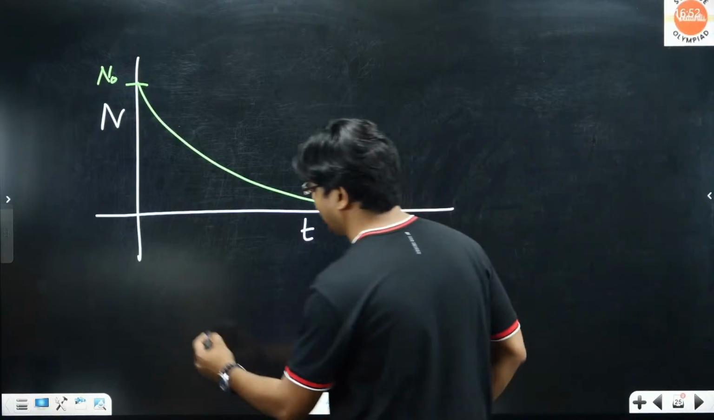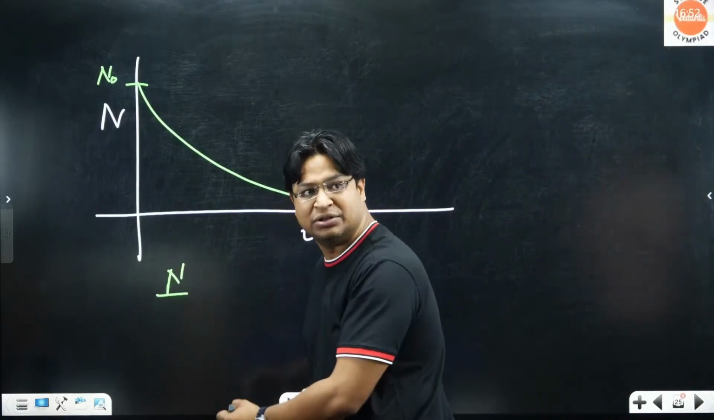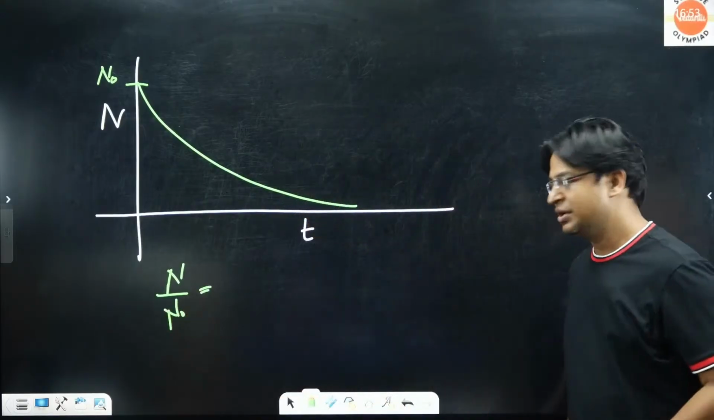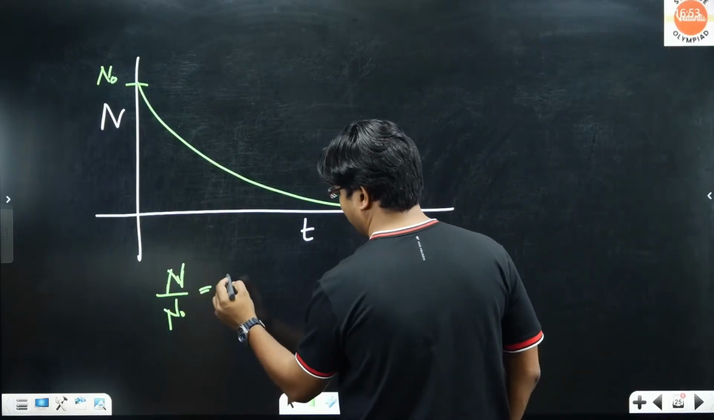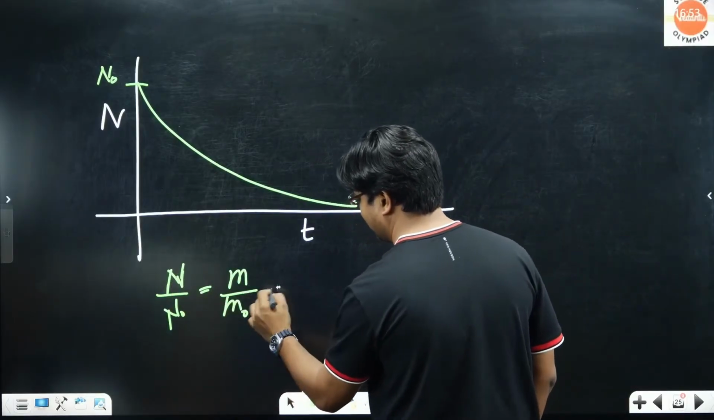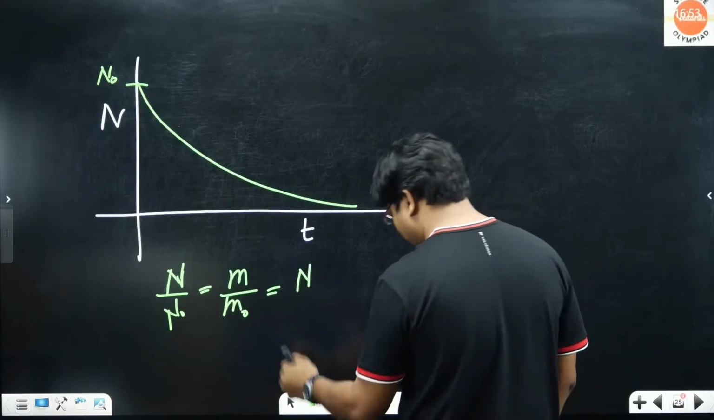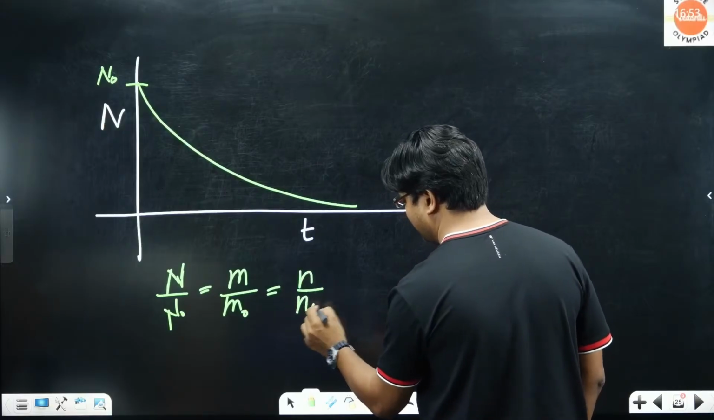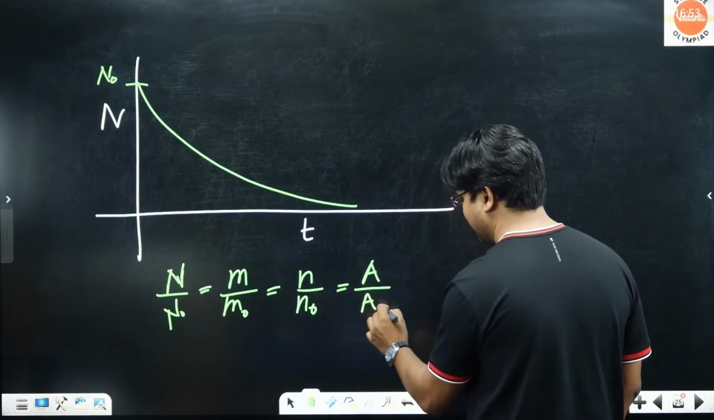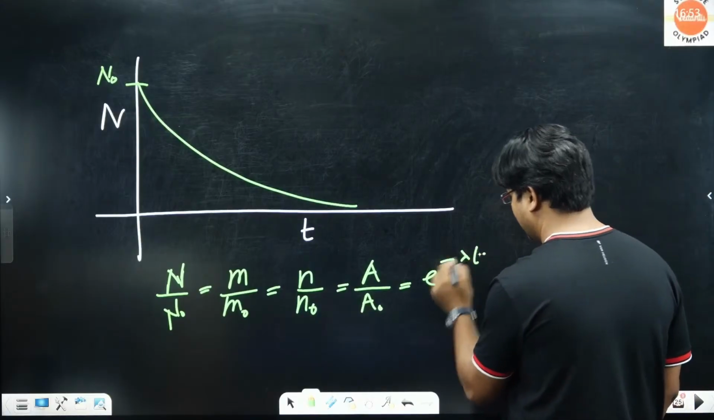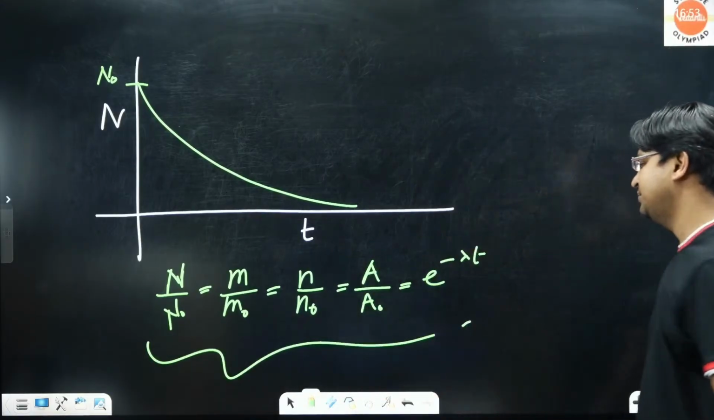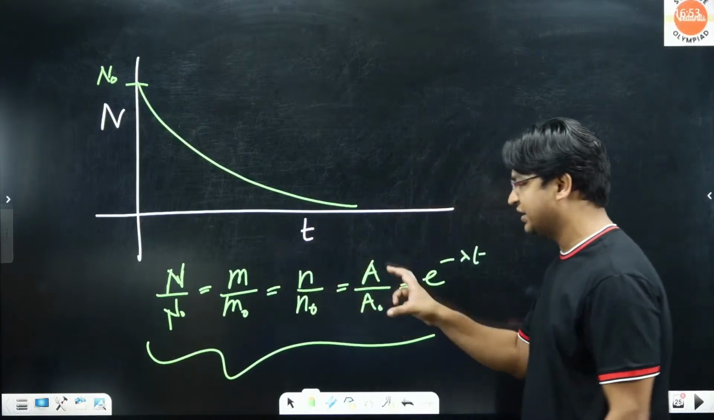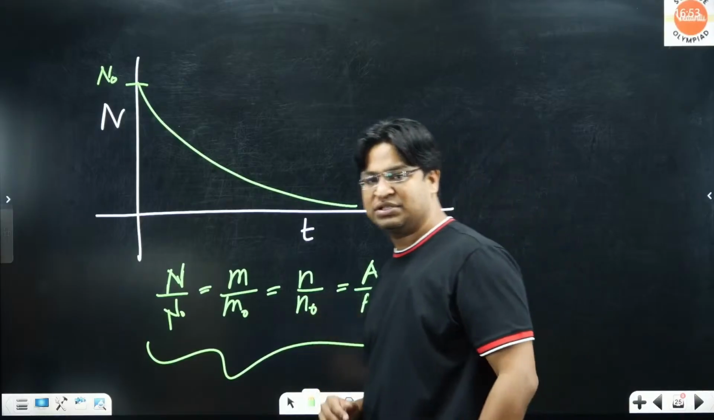Now there's one thing to understand, that N by N naught is the same as the mass left divided by initial mass, the number of moles left divided by initial number of moles, the activity divided by initial activity. All of this is the same. All these ratios are the same. So whatever equation we wrote, you can write that in terms of mass, in terms of moles, in terms of activity. All of this is interconvertible.